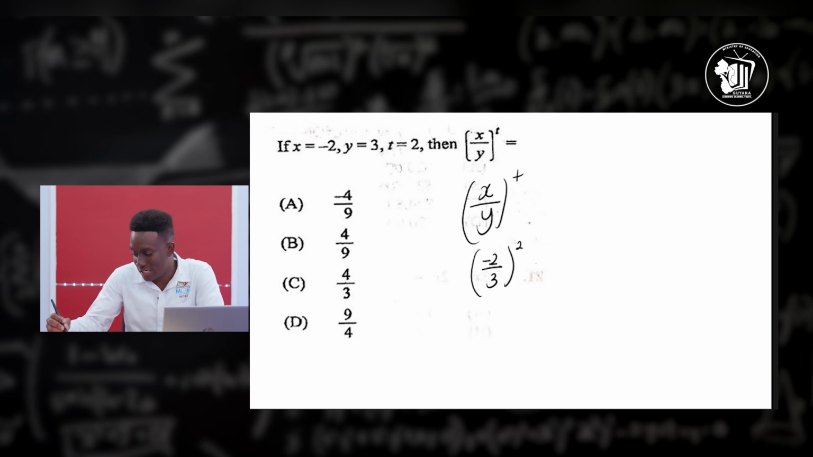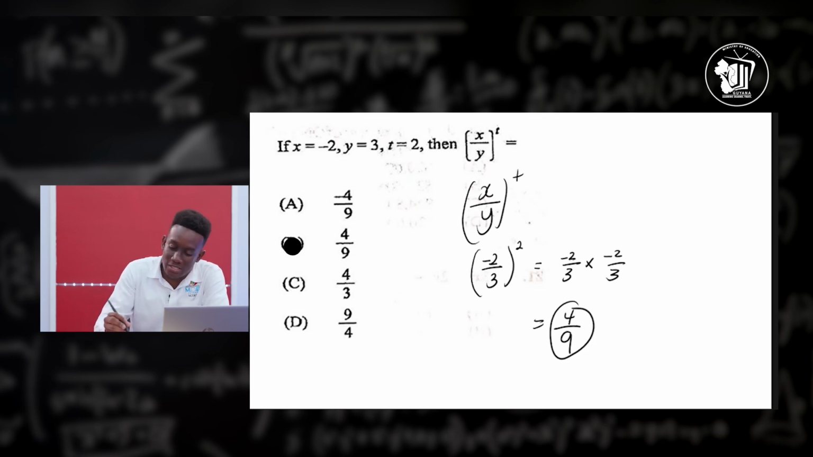So we know this would be the same as negative 2 over 3 multiplied by negative 2 over 3. So negative 2 times negative 2 would give me 4, over 3 times 3 would give me 9. So the answer is 4 over 9, which is simply B.